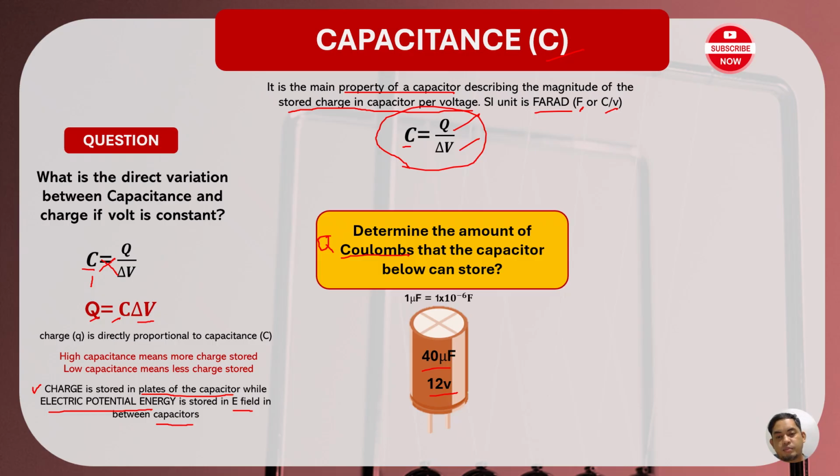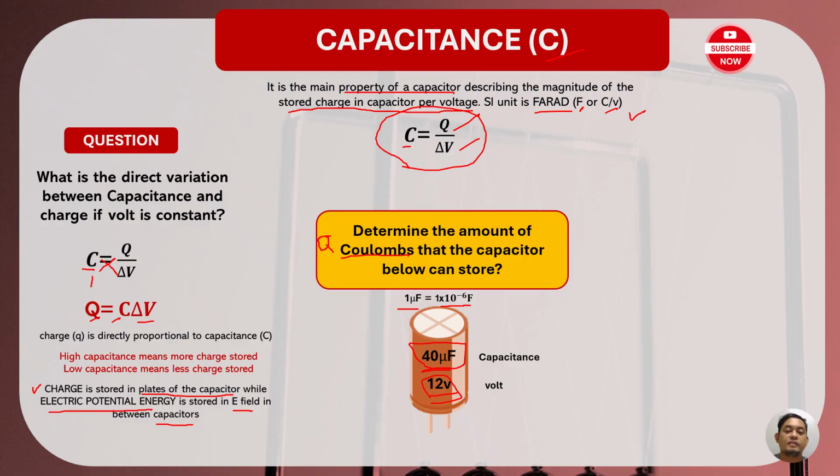Remember, you have 40 microfarads here, and 1 microfarad is equivalent to 1 times 10 raised to negative 6 farad. Please take note. The unit of capacitance is farad, so this will be our capacitance. And of course, this will be our volts.